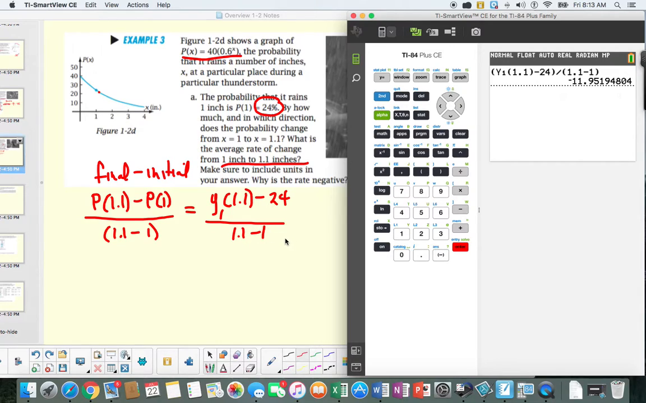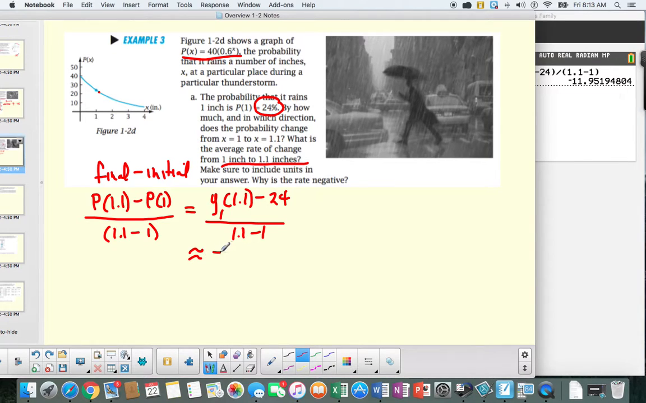So at about the approximation at 1, the rate of change at 1 will be approximately negative 11.951, and I'm going to write dot, dot, dot, because I know there's more decimals. But I know the label for this is percent, because that's the probability divided by inches. The rate is negative because the probability decreases as the number of inches increases.